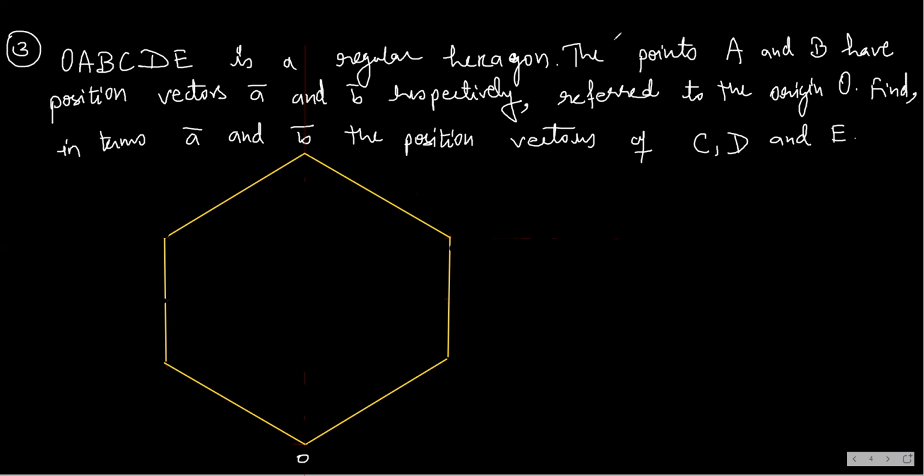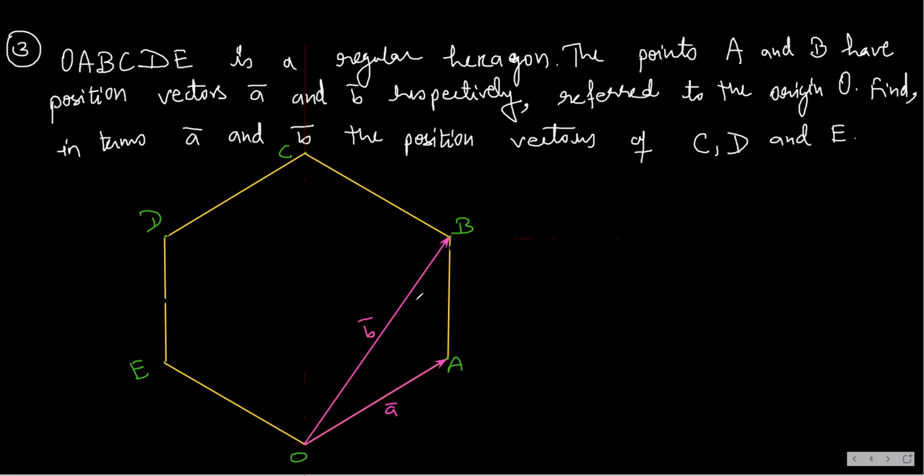Let me use another color. So here I have O, A, B, C, then D. This is D and E. Okay, this is the regular hexagon. They say points A and B have position vectors A bar and B bar respectively. They give us the position vectors of these points A and B, referred to the origin O. So the point O here happens to be the origin. So they give you OA bar as A bar, and they give OB bar as B bar.